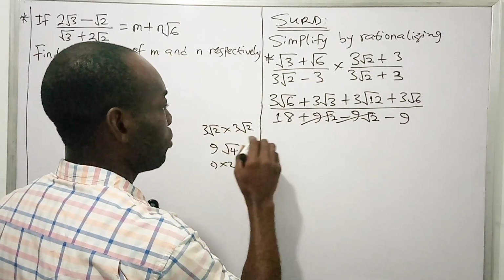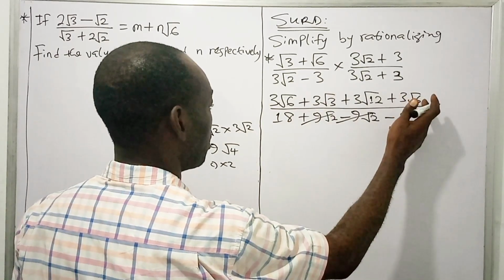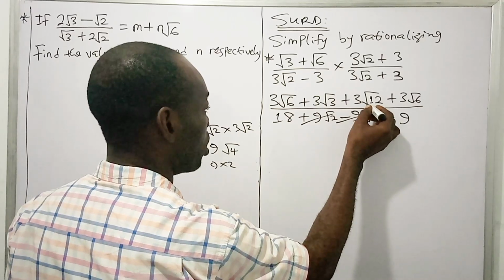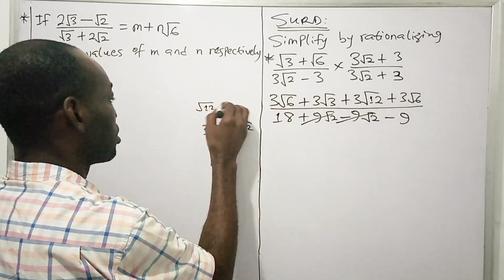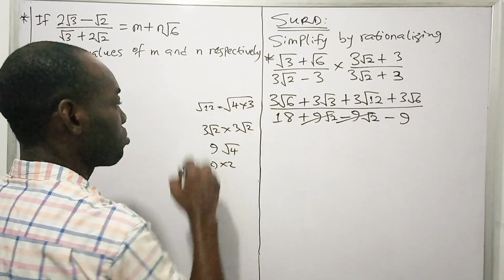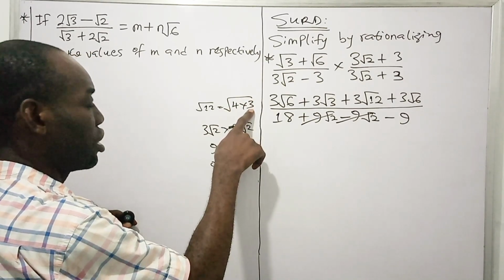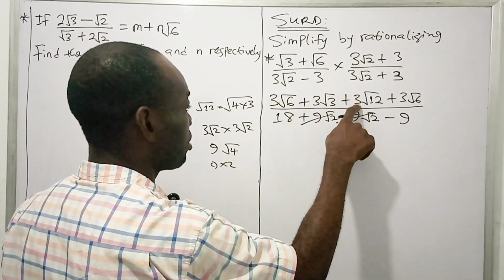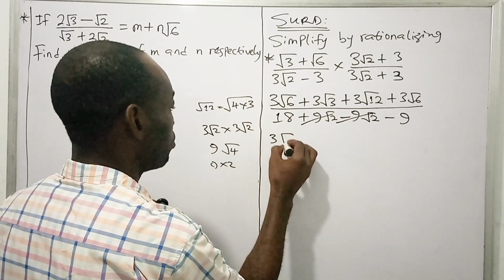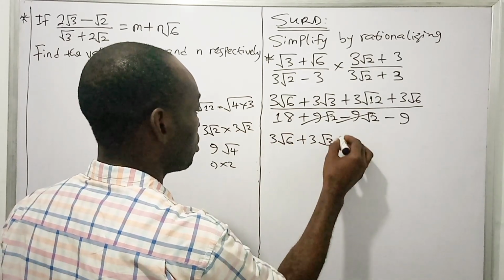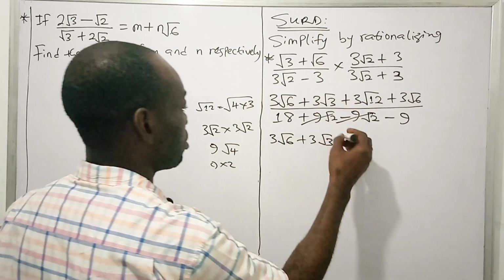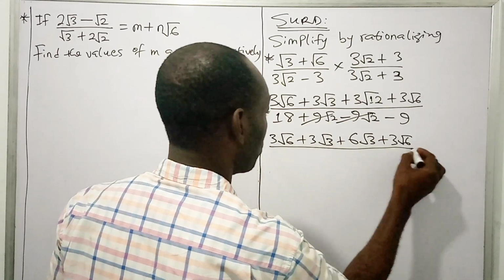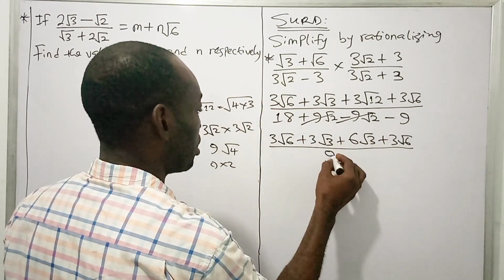Then at the numerator, we have 3 root 6, and same thing here, 3 root 6 again. Then here, that is root 12. Root 12 is the same thing as root of 4 times 3. So the square root of 4 here will be 2. So if we use the 2 to multiply the 3 here, that will give us 6 root 3. So this gives us 3 root 6 plus 3 root 3, then here becomes 2 times 3, that's 6 root 3, then plus 3 root 6. At the denominator, we have 18 minus 9, that is 9.